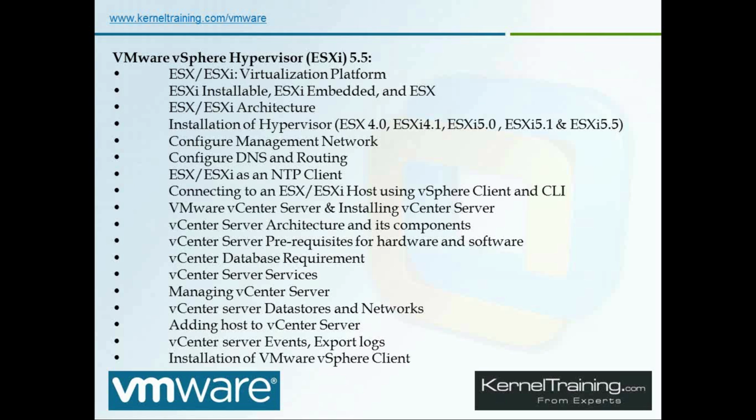Next, installation of the hypervisor. We have different versions of the ESXi host. These are the versions: ESX 4, ESXi 4.1, ESXi 5, 5.1, 5.5. 5.5 is the latest one. So what exactly is the difference between ESX and ESXi 4.1 and ESXi 5 and all those?